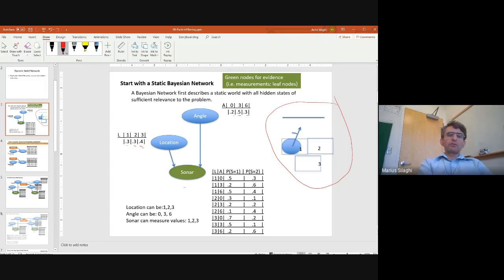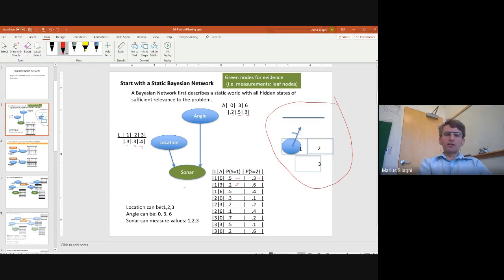So we have three potential values for the sensor, like detecting that the wall is 1 meter away, 2 meters away, and 3 meters away, right? For location 1, angle 0, the sensor will read 1 with 50% probability, will read 2 with 30% probability, and so on. For location 1, angle 3, it will read 1 meter with 20% probability and 2 meters with 60% probability, and so on, right?